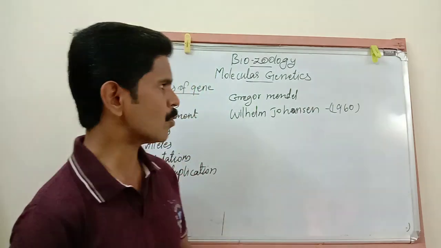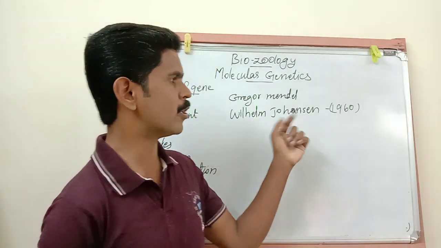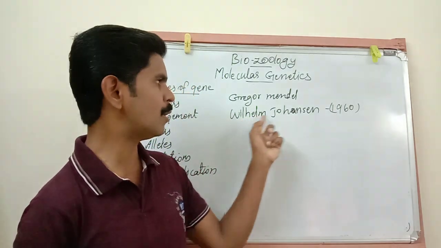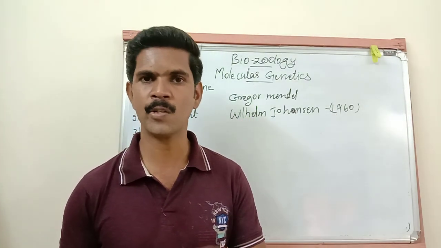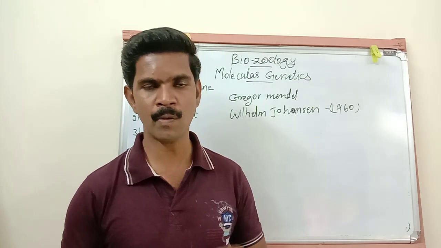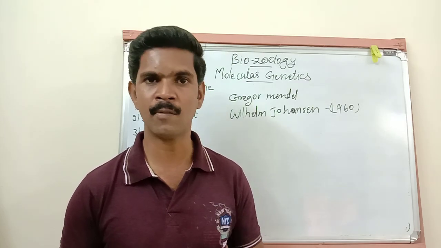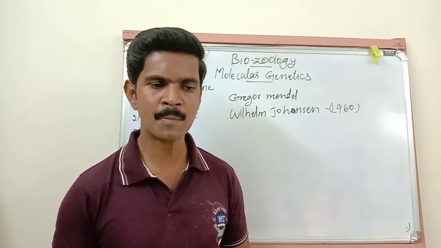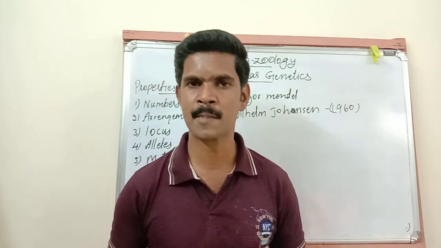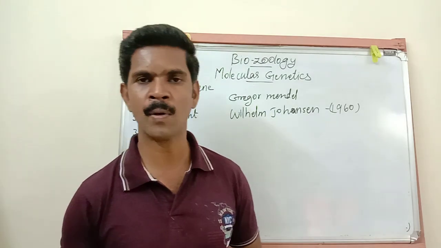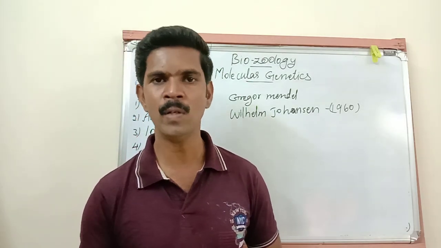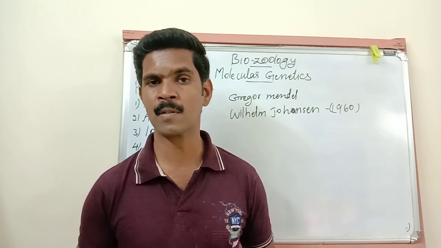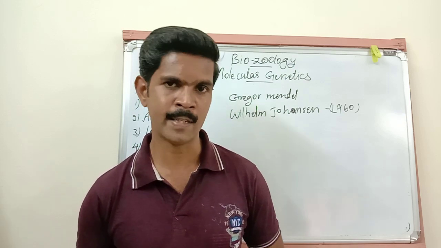Then another scientist, his name is Wilhelm Johannsen. In the year 1960, this Wilhelm Johannsen first used the term gene. So the name gene was first given by this scientist. Understand? And these people said these genes are responsible for the expression of some important characters from one generation to the next generation. Many phenotypic characters are controlled or expressed because of the presence of these genes.